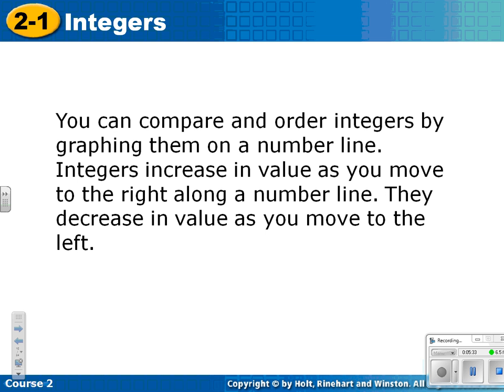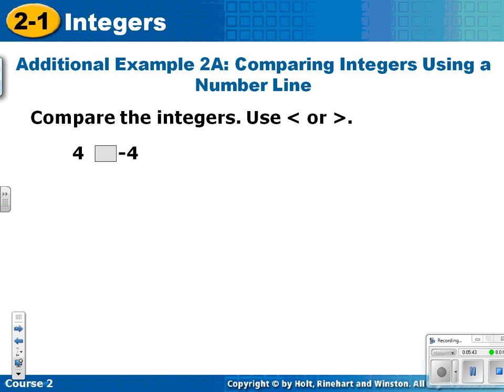You can compare and order integers by graphing along a number line. Integers increase in value as you move to the right along the number line. They decrease in value as you move to the left. We talked about that.